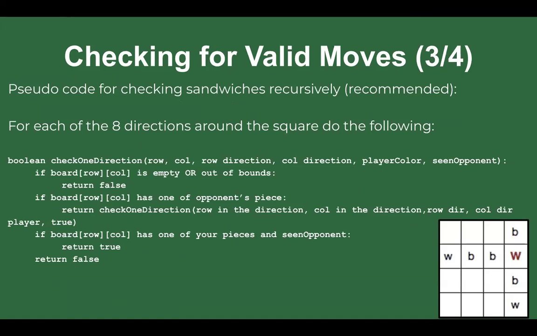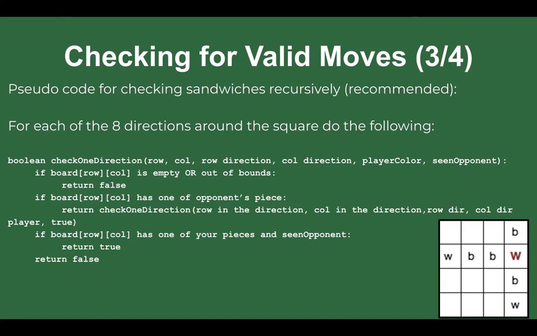So here's some pseudocode for checking sandwiches recursively, which is what is recommended. This has to happen for each of the 8 directions around the square. You can see on the lower right, there's a little diagram of putting a white piece down and then having some sandwiches in different directions. So some things to note are this check one direction method takes in a seenOpponent variable, and that just represents if you have gone through in a direction and seen a piece of the opponent's color.